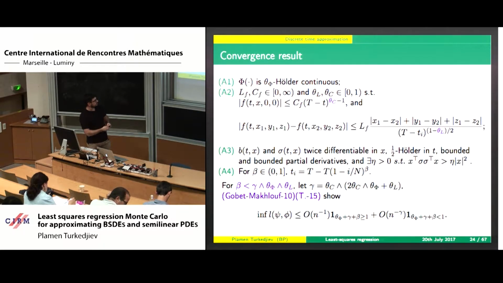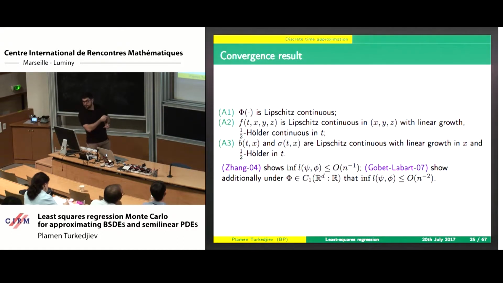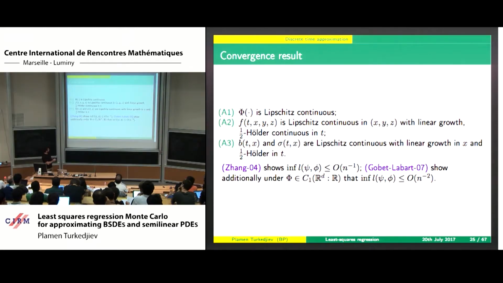Okay, so if we have a slightly friendlier payoff, so just Lipschitz continuous, we can actually relax completely our conditions on the coefficients of the forwards process. So we just need them to be Lipschitz with linear growth. And then we can actually show, so Tsang showed that this has convergence order 1, if we just take a uniform time grid. And Gobet and Labarre show further that if the payoff is even smooth, then the convergence rate increases to order 2. But we have to be much smoother in phi compared to previously.